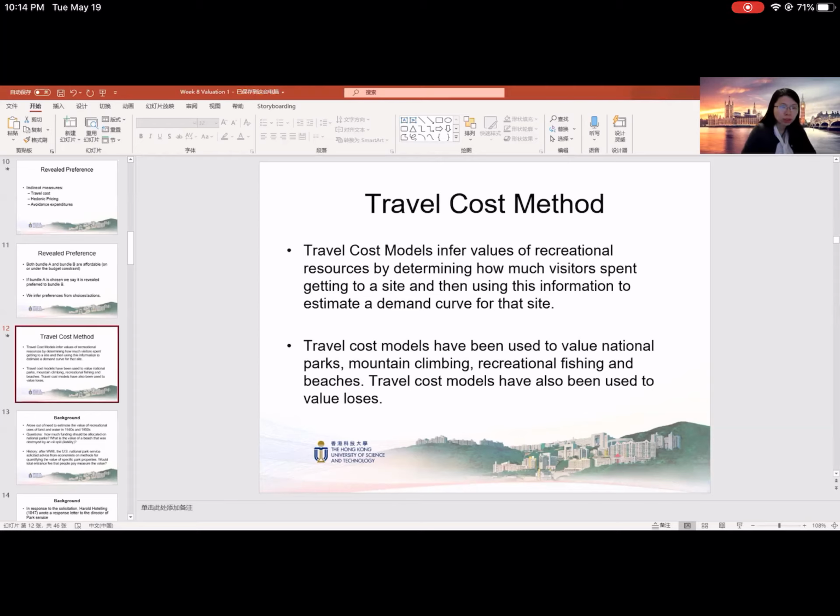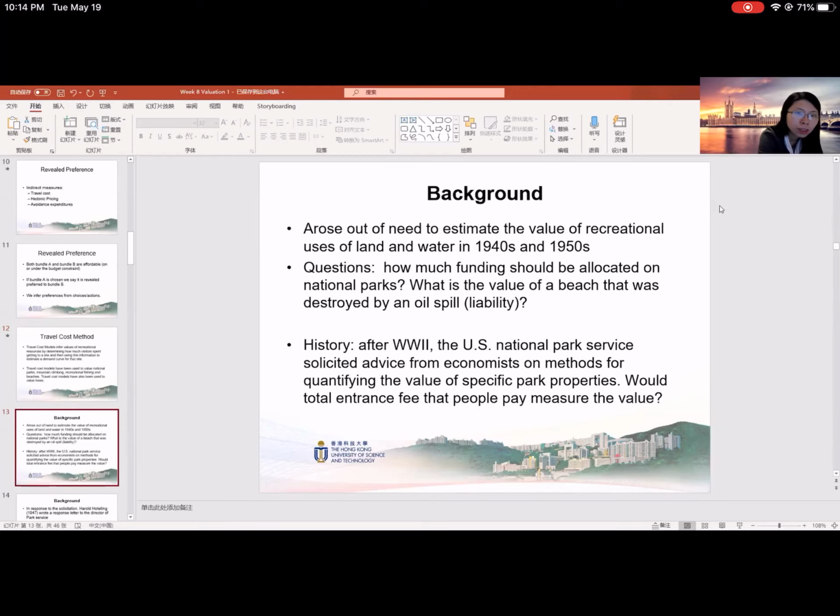So the travel cost methods have been used to value national parks, recreational fish, beaches. The approach is basically trying to calculate how many people are willing to visit these places and how much these people spend just traveling to these places. The motivation: this is a very practical method. It's being used a lot, especially for recreational sites, beaches, protected mountainous areas, something like that.